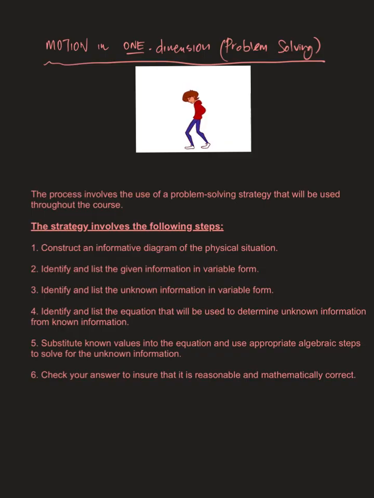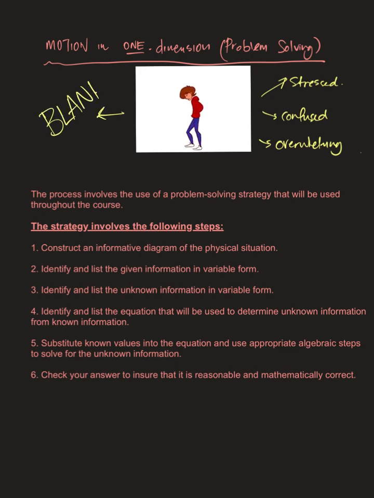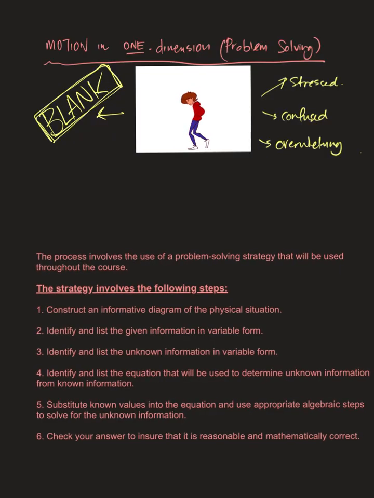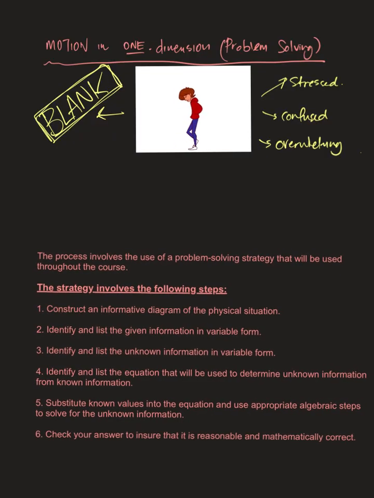So when we have these types of questions, you'll find that you can sometimes be stressed. You can get confused. It can be overwhelming. And all in all, you could do the one thing that I see most often. You can say, I went blank. Now we can afford the I went blank thing. The reason for that is in motion in one dimension, you are given certain bits of information. And the bits of information that you are given can help you answer a question.